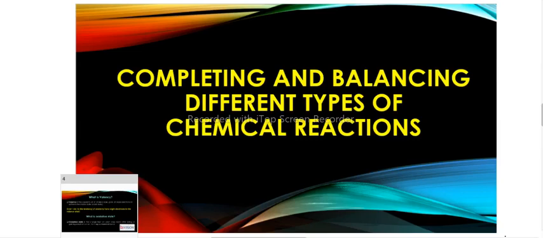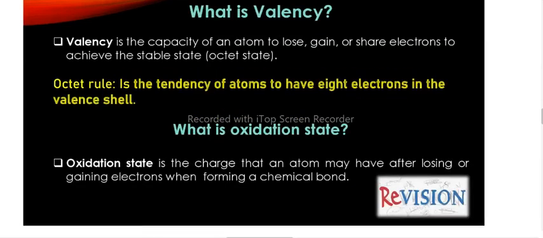So let's get started. The first thing before starting with completing and balancing, I've got here some important terms we need to revise together. The first thing we need to go through, what is the meaning of the valency? Going to the definition of valency, it is the capacity of an atom to lose or to gain or to share electrons in order to achieve the stable state, which is the octet state.